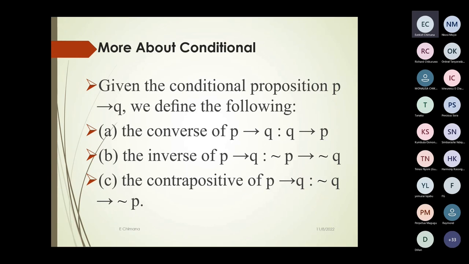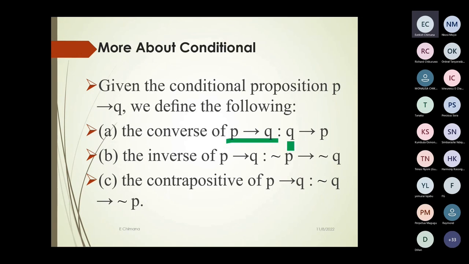More about conditional statements. Given the conditional proposition, P implies Q, we define the following: the converse, the inverse, and the contrapositive of the conditional statement. You need to know that. So the converse of P implies Q will be Q implies P. Instead of P implying Q, it will be Q implies P.